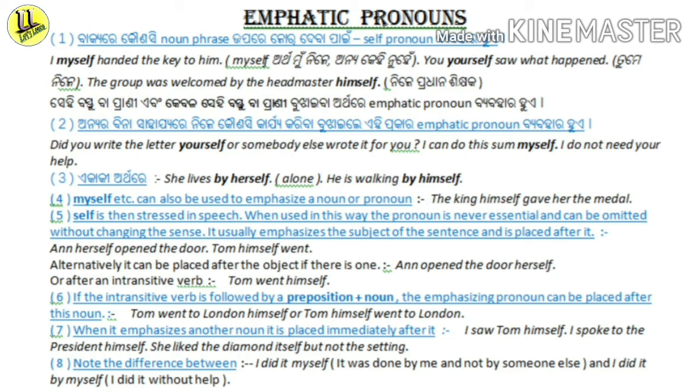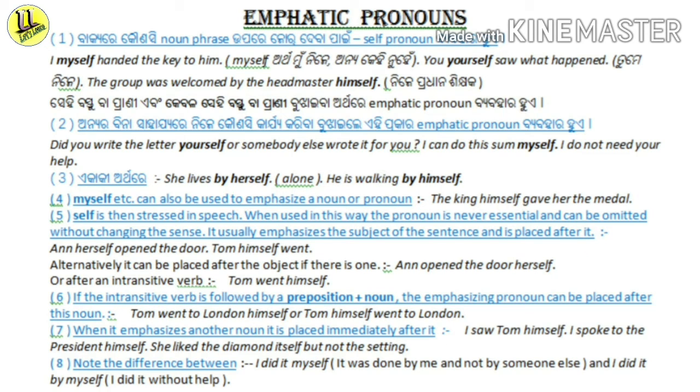Then about the seventh point, when it emphasizes another noun, it is placed immediately after it. Immediately after it means immediately after the noun. I saw Tom himself. Yes, you see here, Tom is a noun and himself is used just after it. I spoke to the president himself. President is a noun also and himself is used there. She liked the diamond itself but not the second.